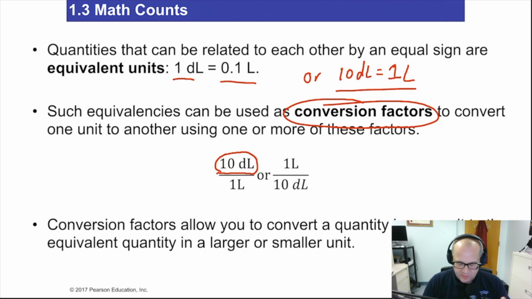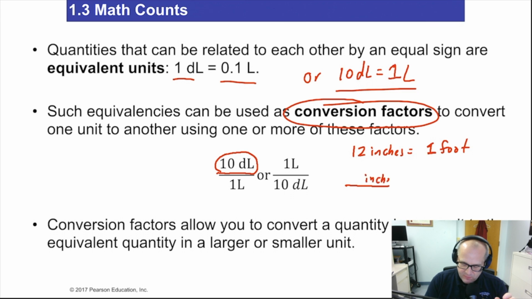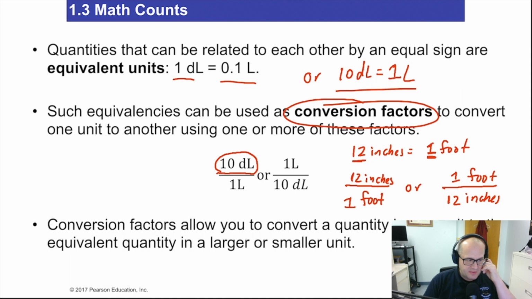So let's say I had 12 inches equals 1 foot. There's probably a conversion you're used to seeing, right? Well, I could put inches on top, foot on the bottom, or I could write foot on top, inches on the bottom. Now the number 12 goes with the inches. So the 12 would be here, the 12 would be here. The number 1 goes with the foot. There we go. See how easy that is?